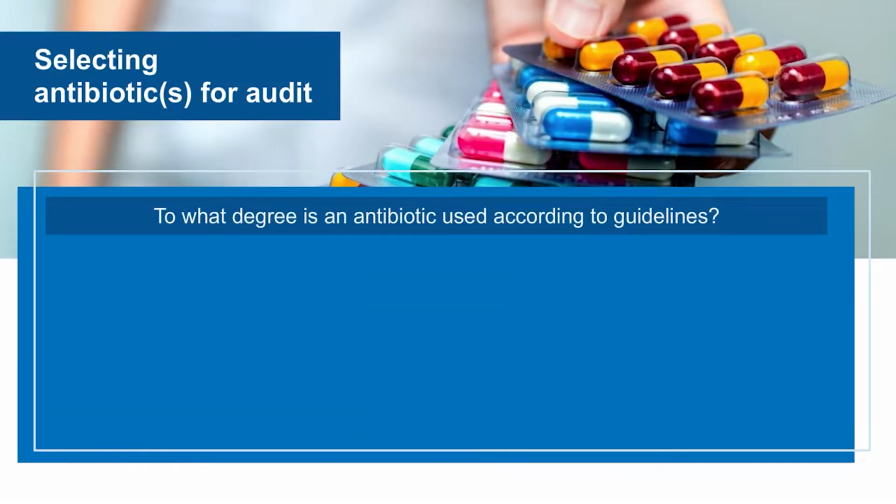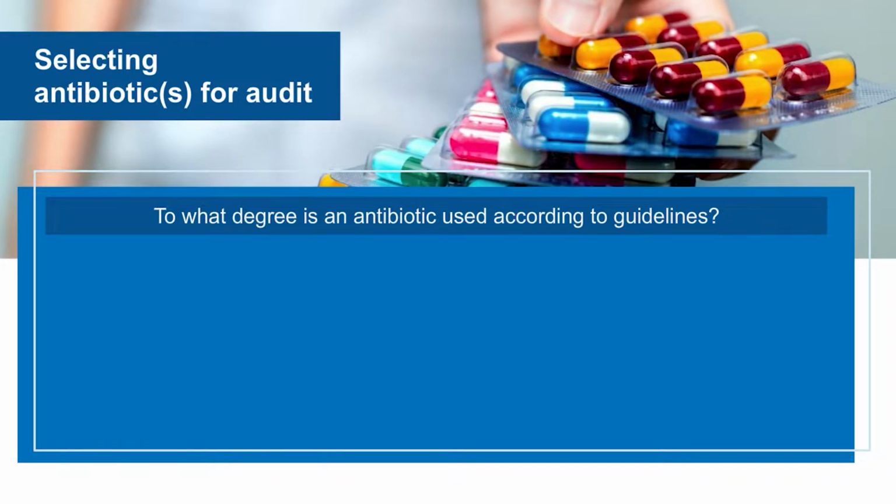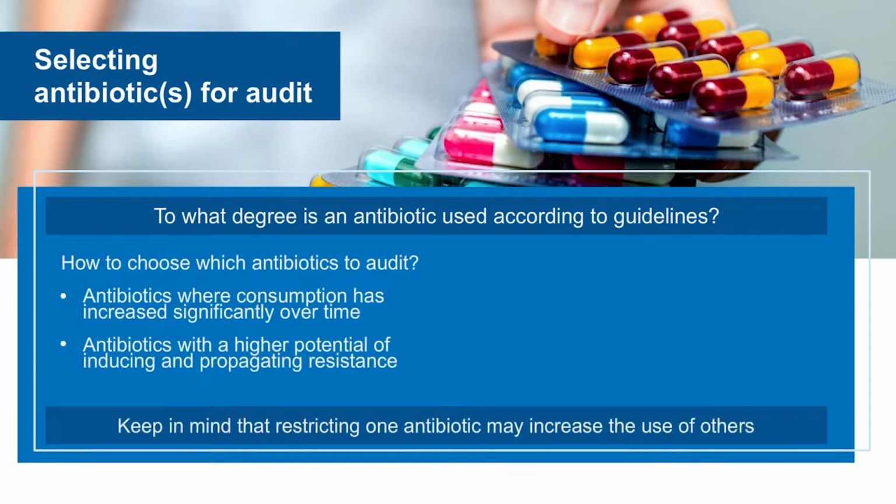To what degree is an antibiotic used according to guidelines? The audit should provide figures on who is receiving antibiotic or antibiotics, indications for treatment, and whether the patient is receiving the right antibiotic treatment. How to choose which antibiotics to audit.